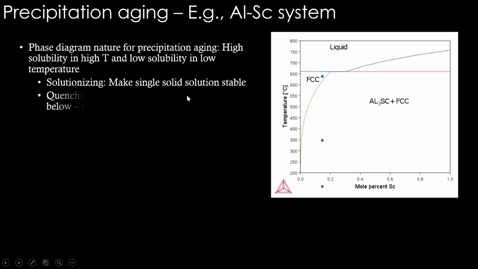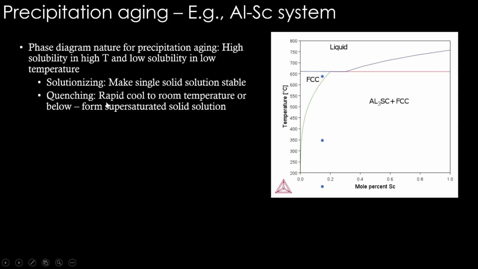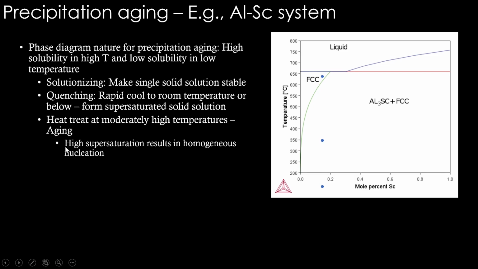Then quenching is done, which is rapid cooling. Rapid cool to room temperature or below, forming a supersaturated solid solution. So that is the second step. And then heat treat at moderately high temperatures, that is called aging. So this high supersaturation results in homogeneous nucleation. That's the key for this process.